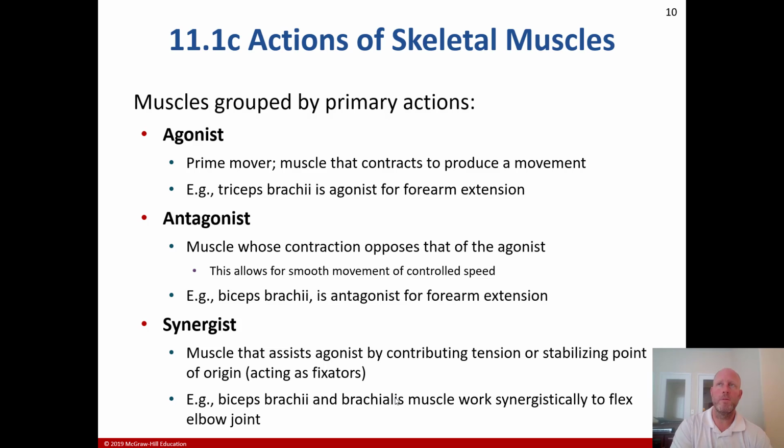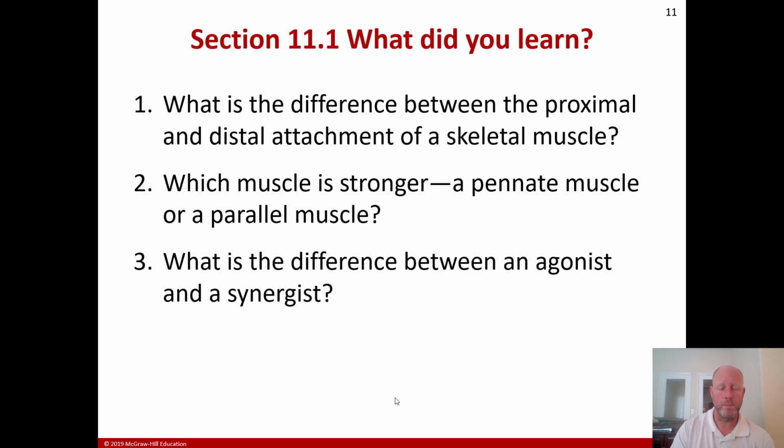Oftentimes some people refer to assistant movers versus synergists, but it's a little trickier than that. We're probably not going to spend too much time getting into that. That's something more for a later, more advanced focus, because there are some differentiating points there. So if you just notice an assisting muscle that's not the primary mover, that's the key factor here.